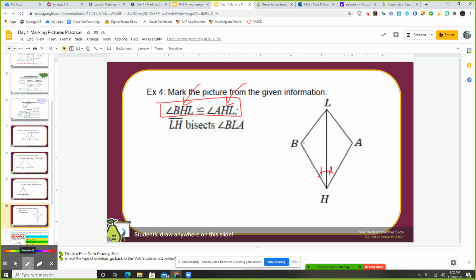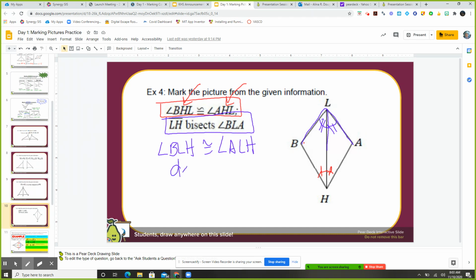Then it says LH bisects angle BLA. So BLA is this big angle here, and LH bisects it. So I've got the angle on the left and the angle on the right. So angle L on the left is congruent to angle L on the right. BLH on the left is congruent to ALH on the right. What else can I mark? So actually I can write that. BLH is congruent to angle ALH because definition of bisector.